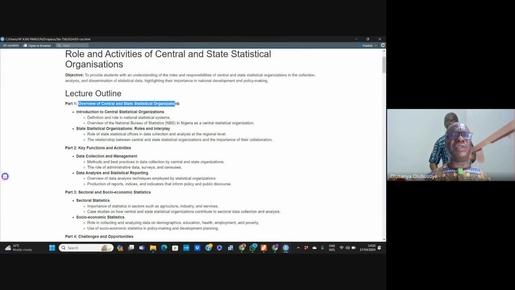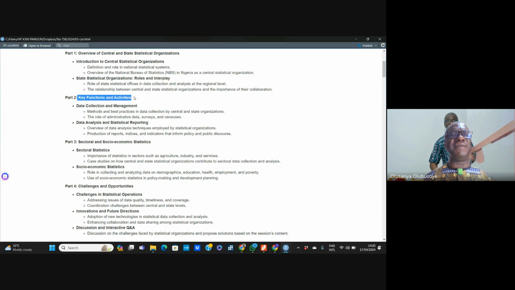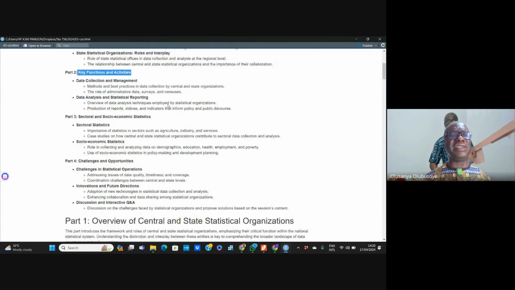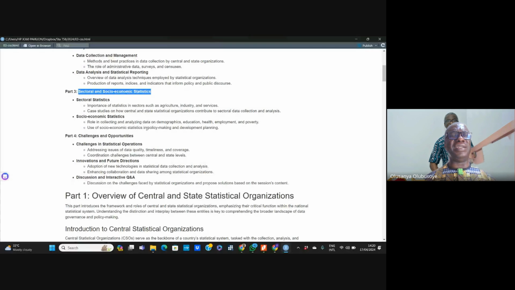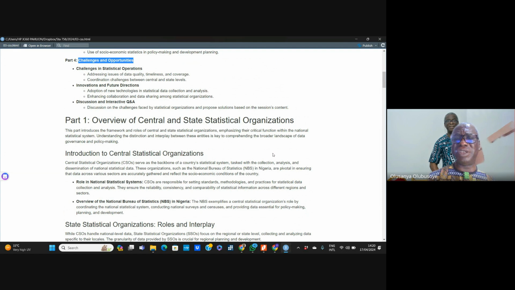So this lecture, we first of all look at the overview of central and state statistical organizations, and then we will look at the key functions and activities of the organizations. Then we will look at sectoral and socioeconomic statistics that are produced by these organizations. And then we just look at the challenges and the opportunities, so we can understand the condition under which these statistical organizations are working in Nigeria.